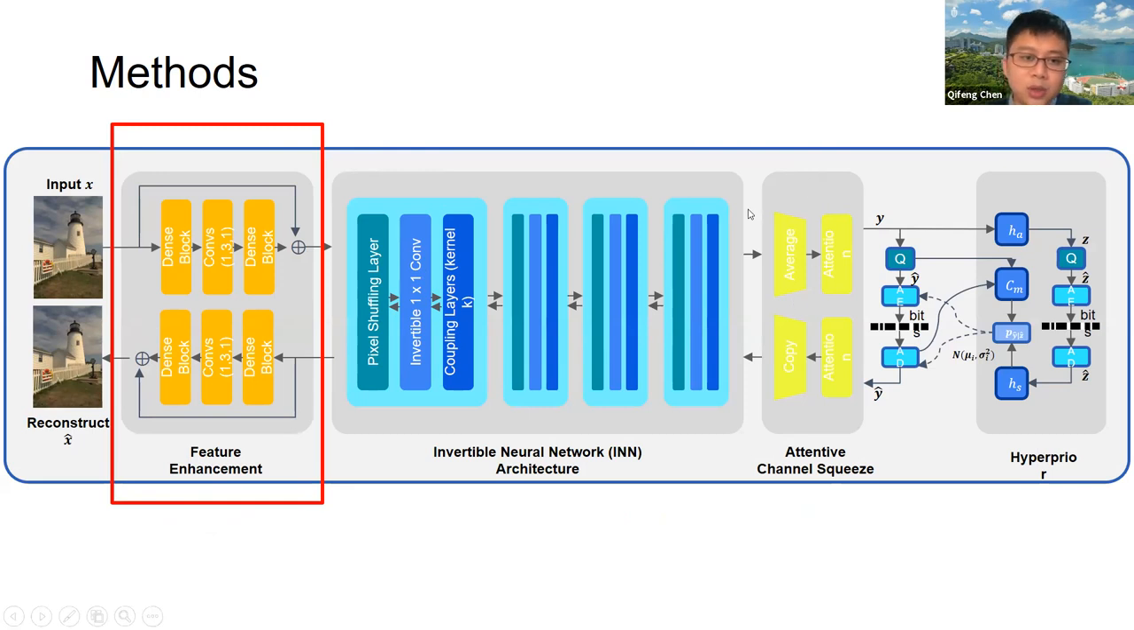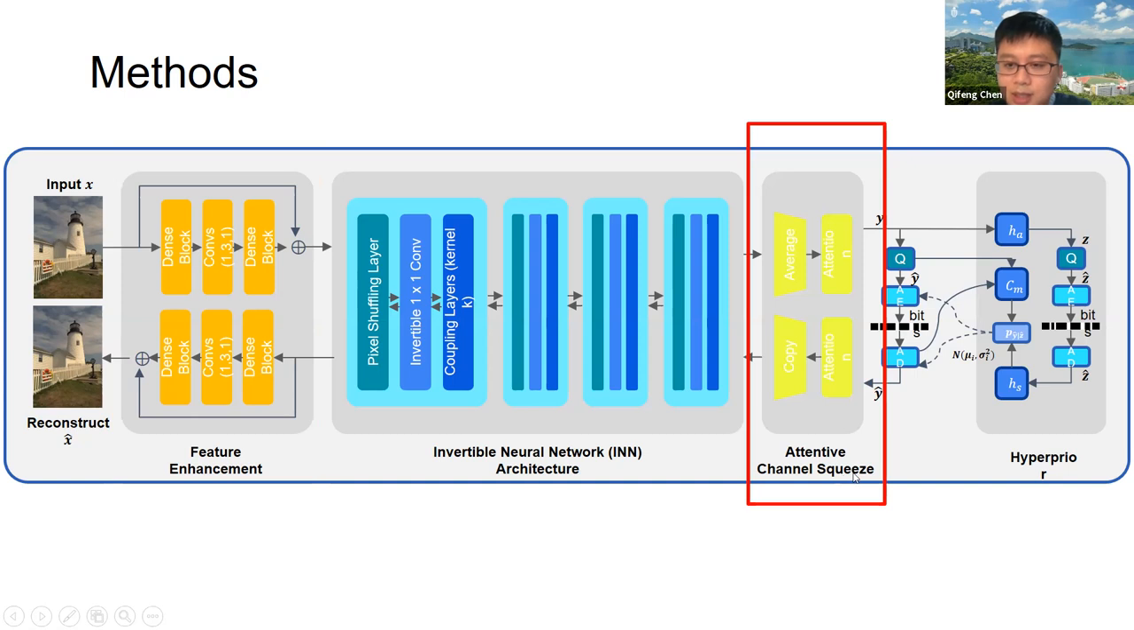And to achieve some image compression, we have to reduce the dimension. So what we do is in this channel squeeze layer, a feature map in a deep neural network will have multiple channels. We just average all these channels into one, so that we can reduce the amount of information. And then during the reverse pass, we have one channel, but we want to get back to multiple channels. We just copy this single channel multiple times to get back the original dimension. And we also apply some attention to it to further enhance the features.